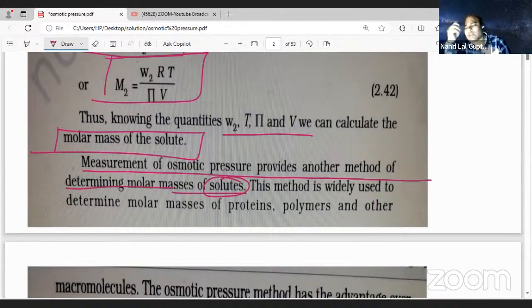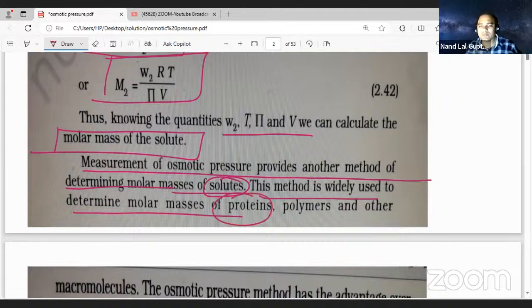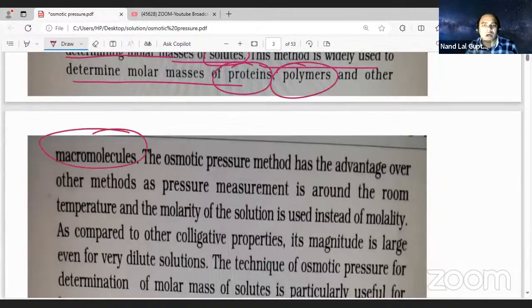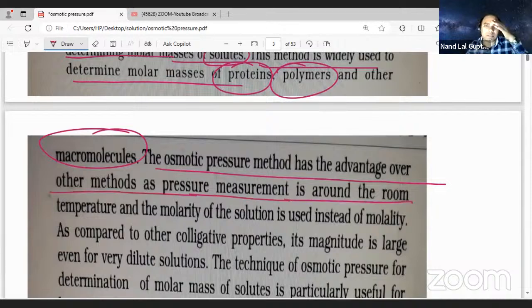There are other methods to get the molar mass of the solute: relative lowering of vapor pressure, depression in freezing point, elevation in boiling point. One more property you can use is osmotic pressure. This method is widely used to determine the molar mass of proteins, polymers and other macromolecules, that is, bigger molecules. The osmotic pressure method has the advantage over the other methods as pressure measurement is around room temperature and the molarity of the solution is used instead of molality.